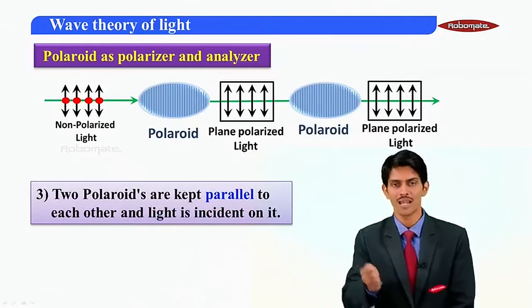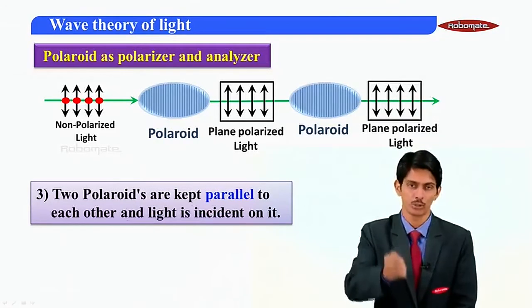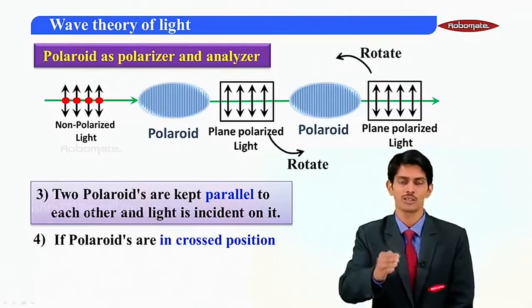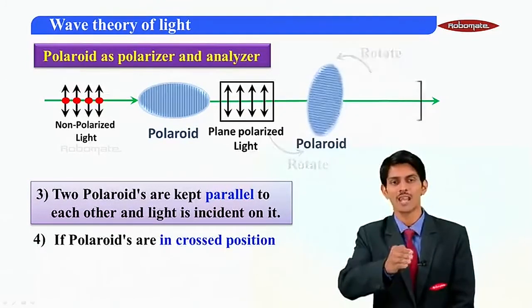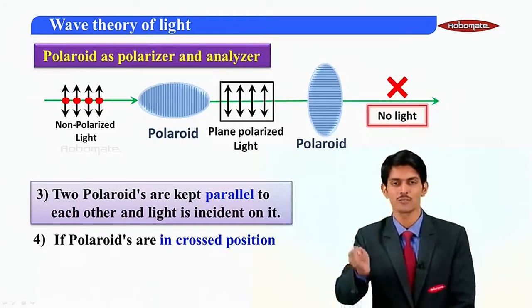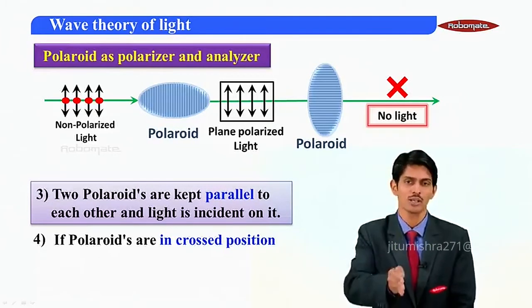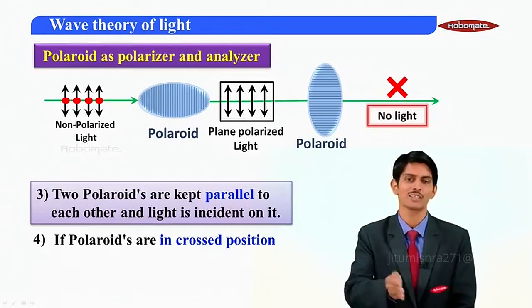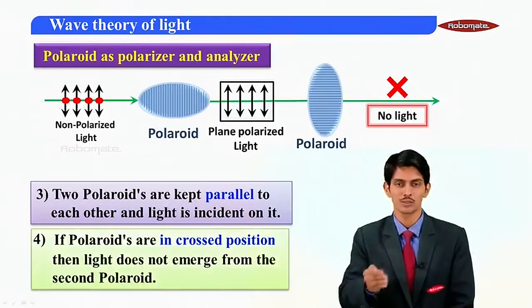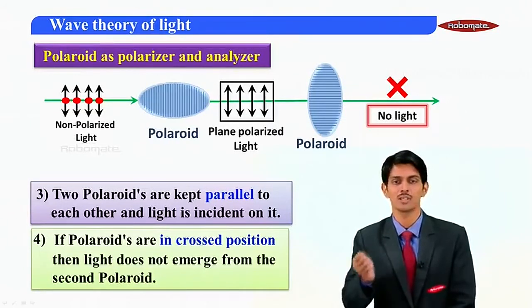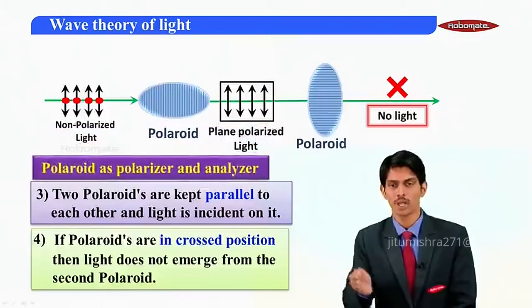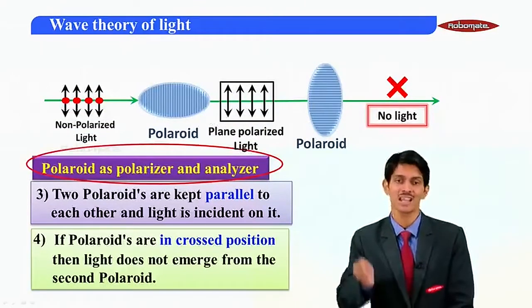Now, what will happen when we change the position of the second Polaroid? If the Polaroids are in cross position, that is, if the second Polaroid is rotated, the intensity of light goes on decreasing. When the second Polaroid is exactly perpendicular to the first, in cross position, there is no light, or the intensity of light becomes zero. No light emerges from the second Polaroid. So finally from this we can say this Polaroid acts as a polarizer and also as an analyzer.